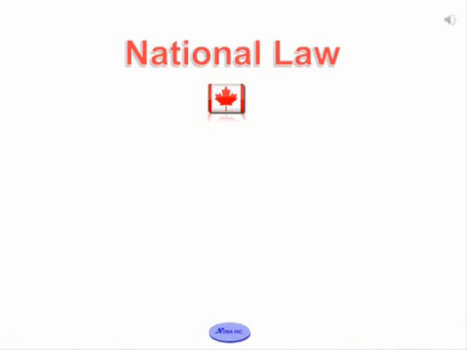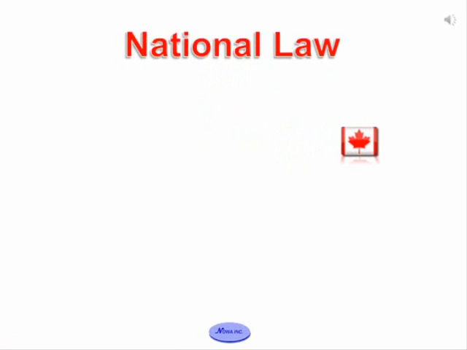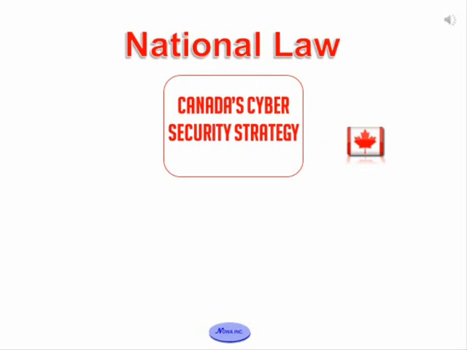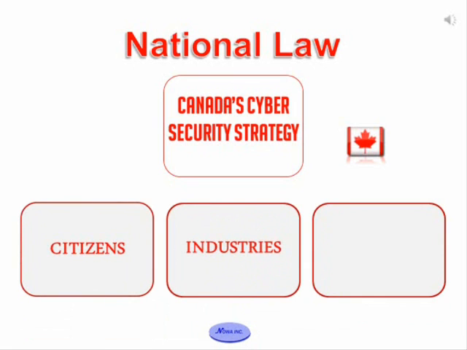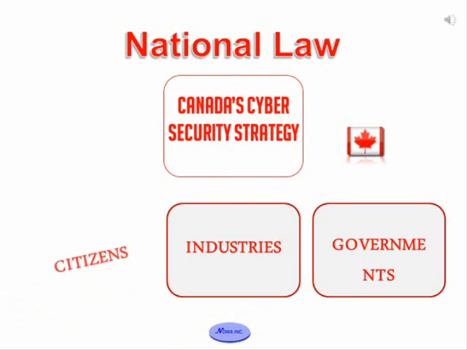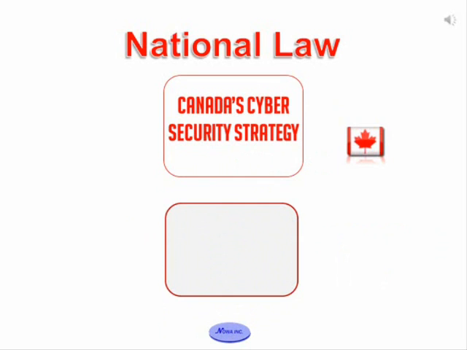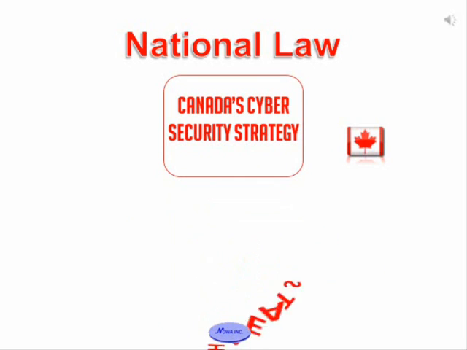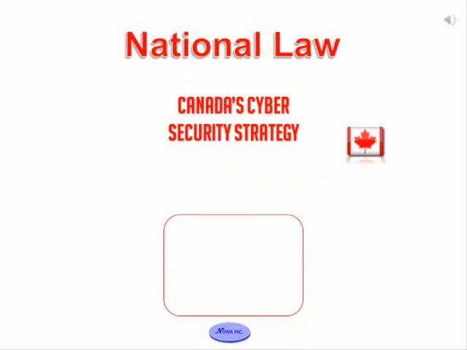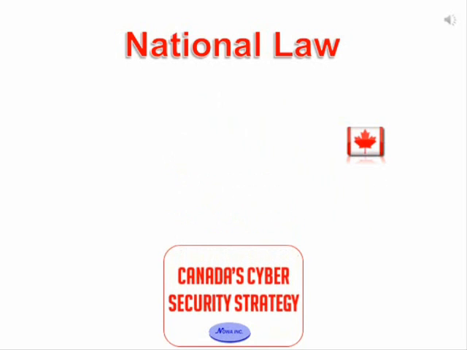Some countries have passed their own law to prevent the development of cybercrime. For example, in 2010, Canada launched a strategy to protect Canadian citizens, industries, and governments from cyber threats. According to the Canadian government, Canada's cybersecurity strategy will boost Canada's cybersecurity against the growing threats of cybercrime. Similar legislation provides cybersecurity in other countries.